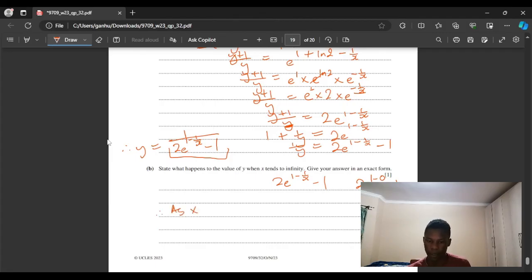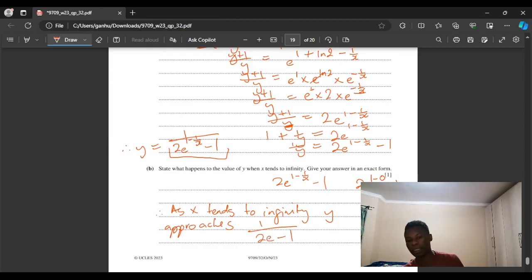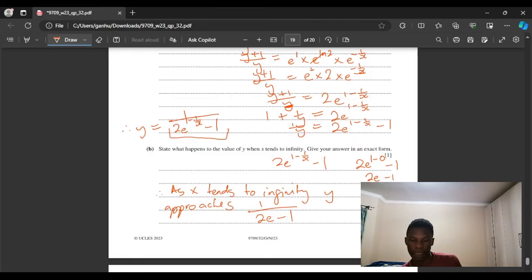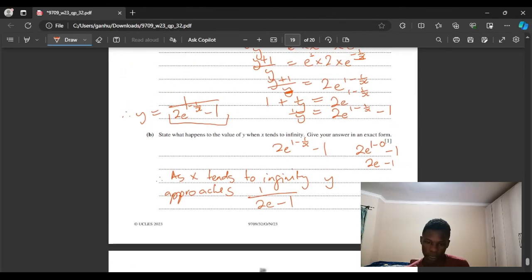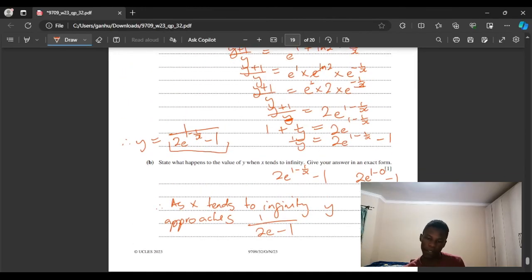So it means that as x tends to infinity, y approaches 1 over 2e minus 1. And I think that's the final question.